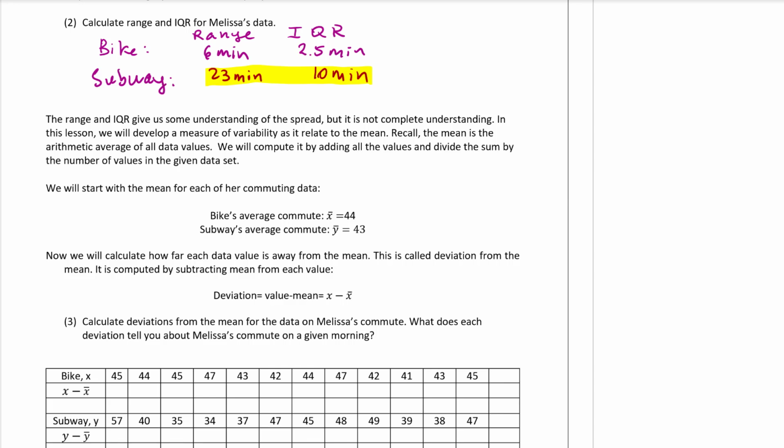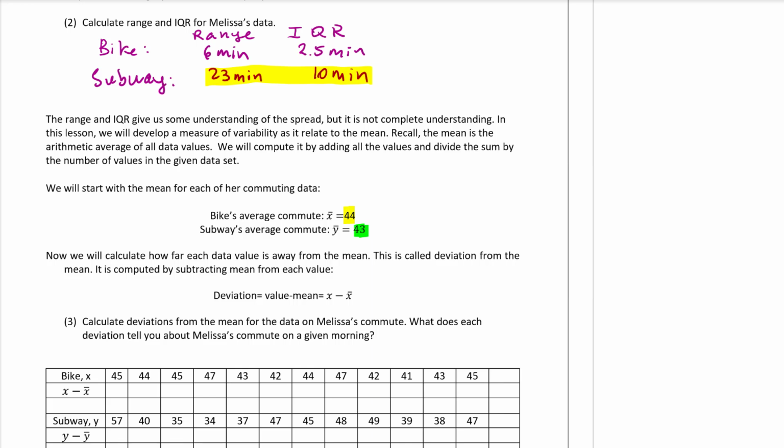So this already has been done. I'm sure you know how to calculate the average. So here are the numbers. For the bike, the average commute time is 44 minutes. We'll label it as x bar, while for the subway, the average commute is 43 minutes. Notice that the average commute times are very similar, right? So on average, it looks like it takes about the same time to get to work on the subway versus the bike. It's almost the same.